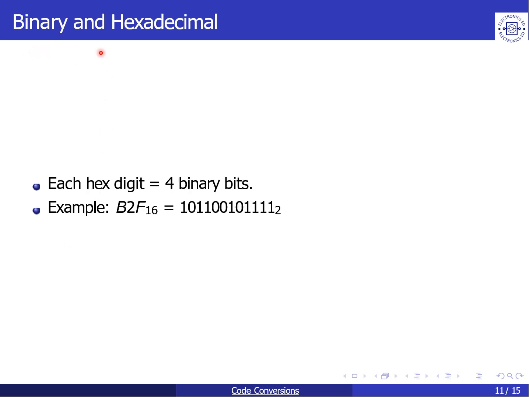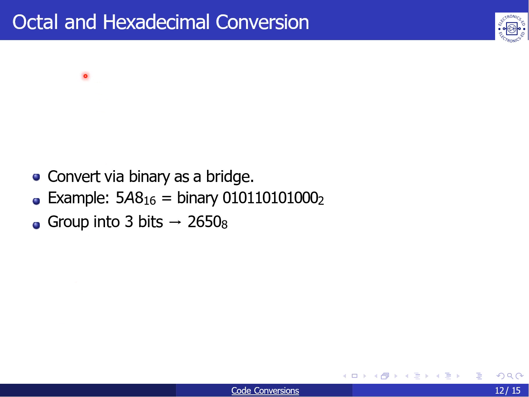Hexadecimal and binary connect closely. Each hexadecimal digit is exactly 4 binary bits. For example, the hexadecimal B2F can be expanded to binary as B equals 1011, 2 equals 0010, and F equals 1111, so B2F in binary is 101100101111.